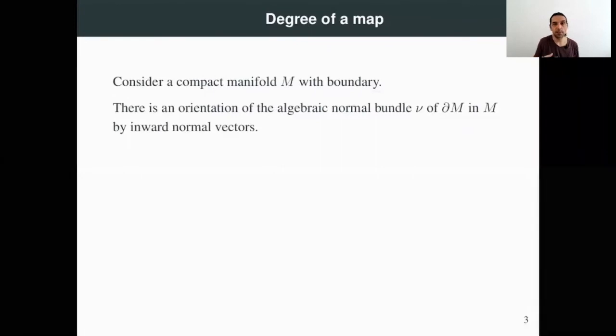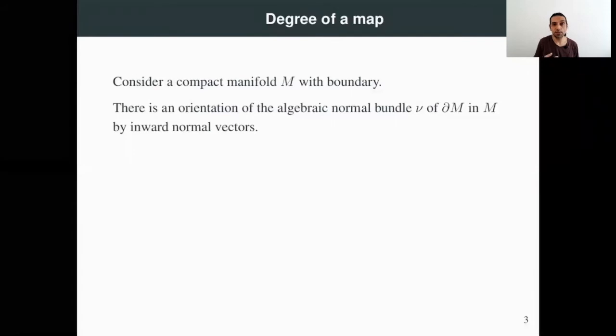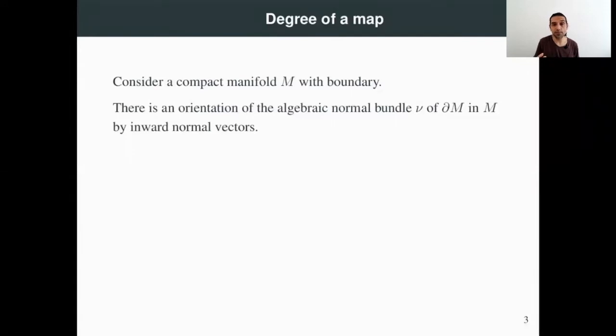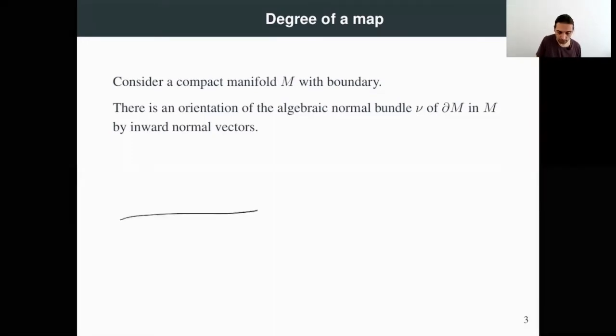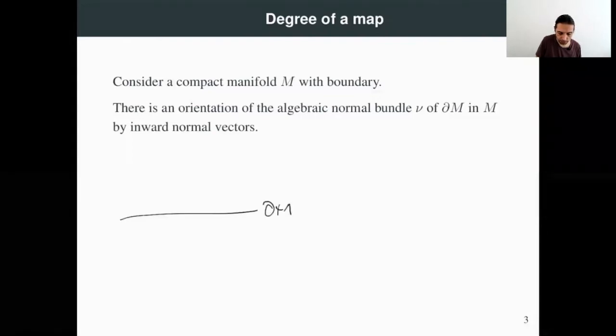Consider now a compact manifold with boundary. We already know that the algebraic normal bundle of the boundary is orientable and indeed trivial because it is a one-dimensional vector bundle. This is essentially the reason that provides the colors, okay? And we know too that there exists an orientation by inward normal vectors.